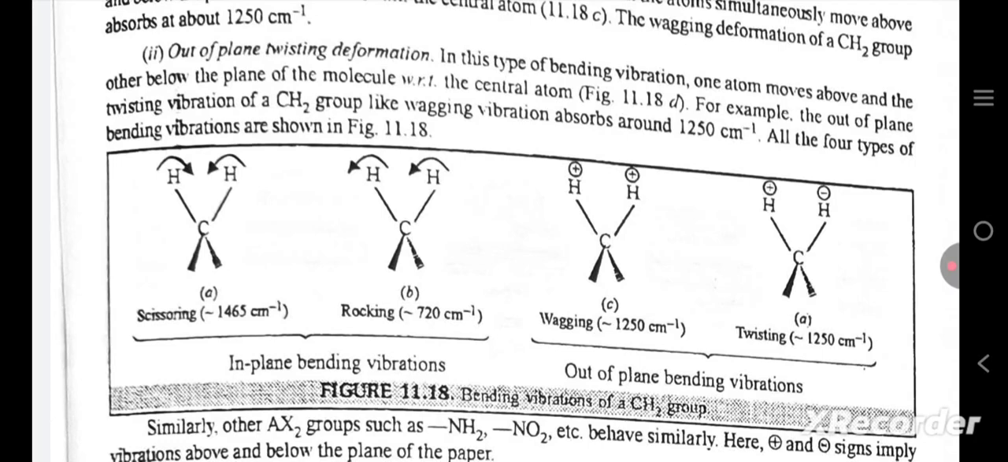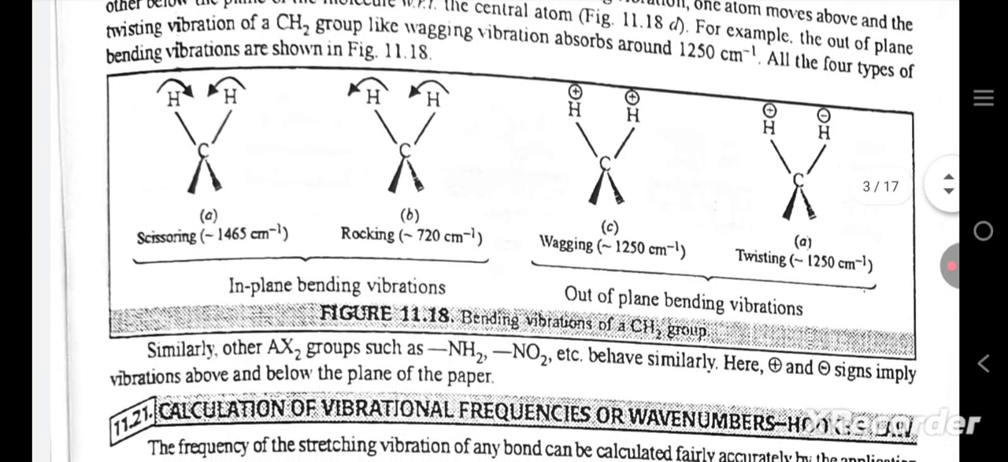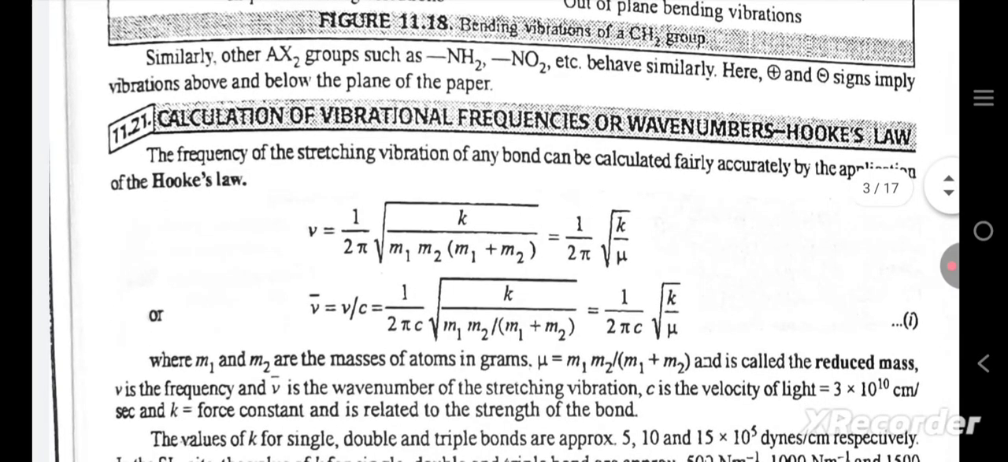All the four types of bending vibrations are shown in figure 11.18: scissoring, rocking, wagging and twisting. Look at these figures. Similarly, other AX2 groups such as NH2, NO2, etc. behave similarly. The plus and negative signs imply vibrations above and below the plane of the paper.